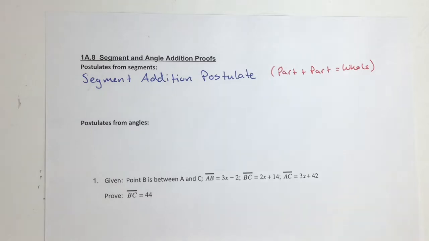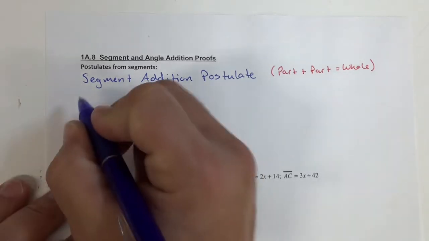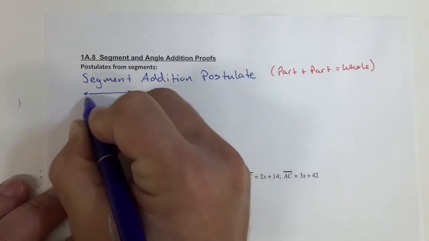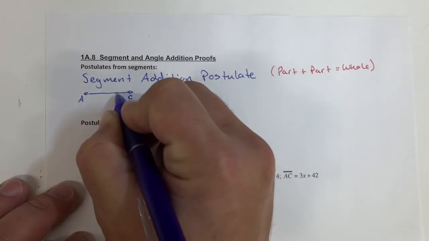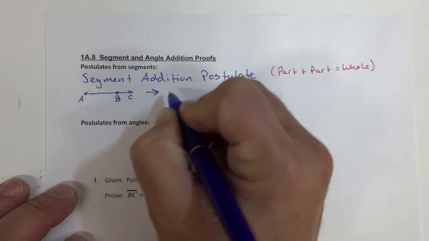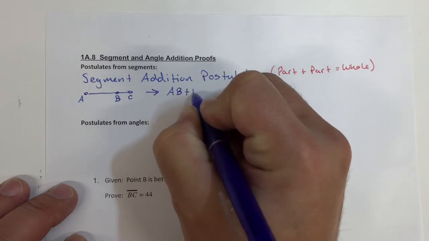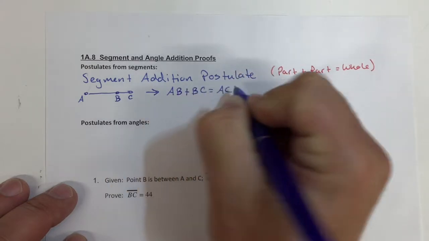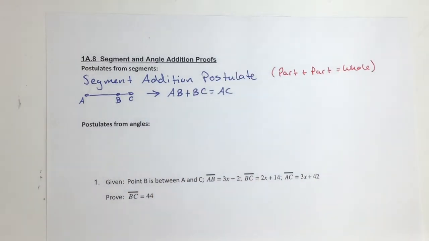That's going to look like this. We've got A and C and B, then AB plus BC equals AC. And that's our segment addition postulate.